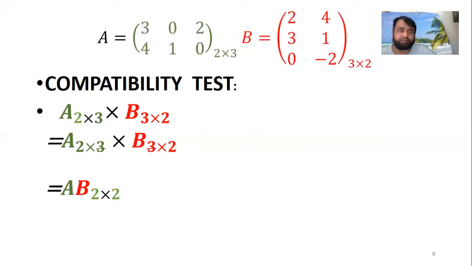So here is the example. A is a matrix with elements 3, 0, 2, 4, 1, 0, of order 2 by 3. B has the elements 2, 4, 3, 1, 0, negative 2, and its order is 3 by 2. So what will happen if you multiply A and B? That would give us a 2 by 2 order matrix.